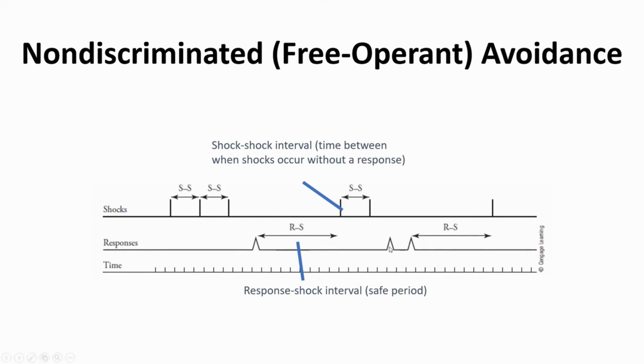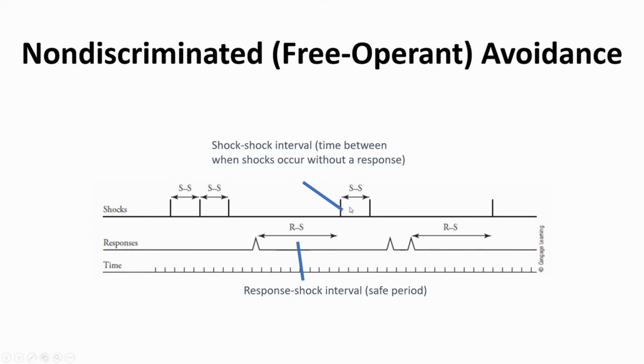So what we can take from this is if you made this response fairly frequently, if every time before this response shock interval ended, you made another response, then you could indefinitely avoid being shocked. So once you've learned that this response creates a safe period, as long as you keep making this response before that safe period ends, you can stay in a safe period pretty much indefinitely.